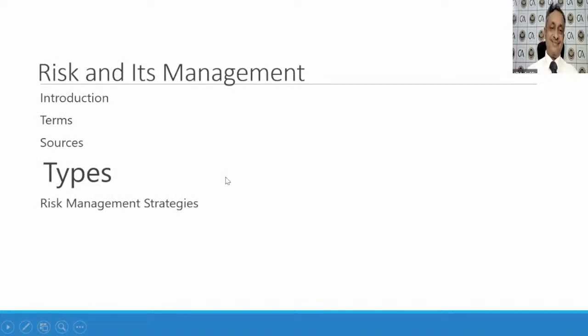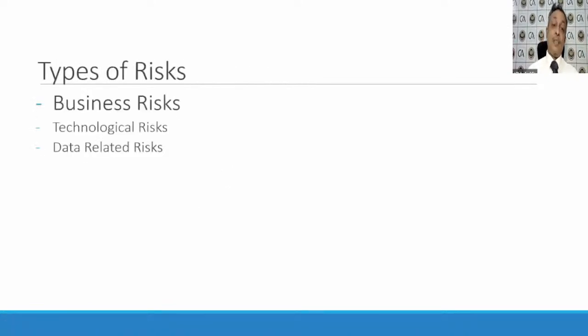Types of risk. Again, remember this slide is important. 3 basic types: business risk, technology, and data risk. We'll be talking more on this. Let us see the answer you have given.